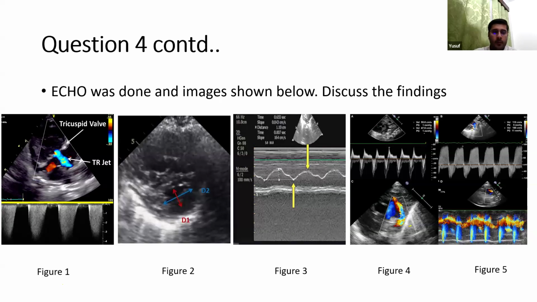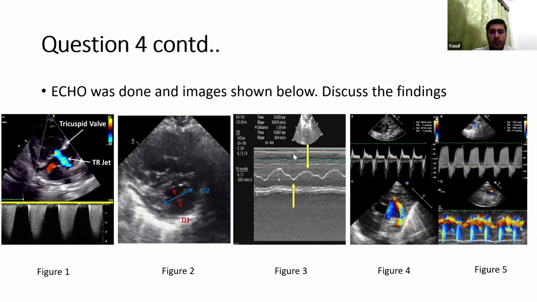So, what is the full form of TAPSE? How do we define the value of TAPSE which signifies severe PPHN? Yes, so it is less than 4. If your TAPSE is less than 4, it is significant of a severe degree of PPHN.